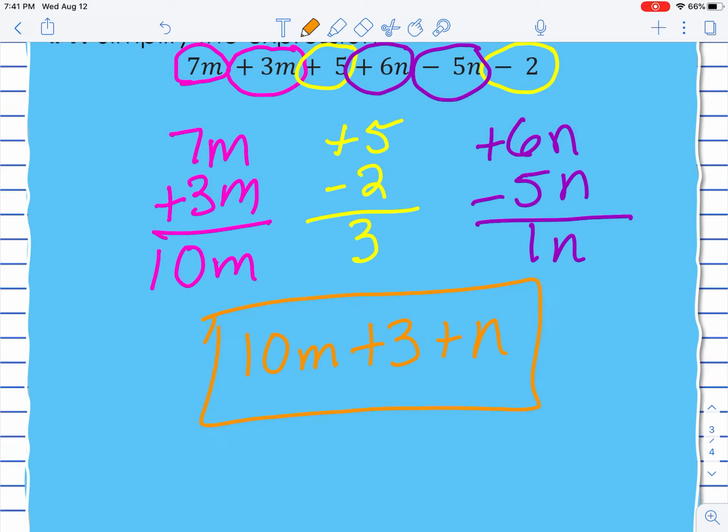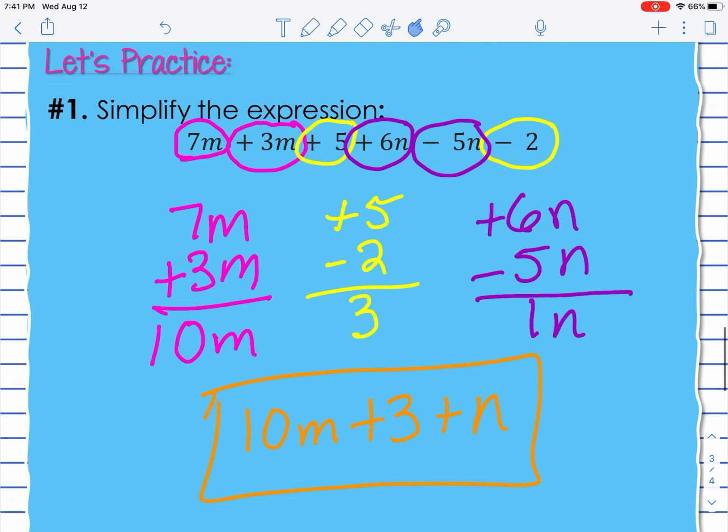Now, why is it called simplifying expressions? Well, look up here and look down here. Which one is prettier? Which one looks simpler? More simple? Which one is it? Definitely this one right here. It is definitely simpler. So that's why it's called simplifying expressions. It's just making things look more simple. Combining things together that we can combine that are alike.